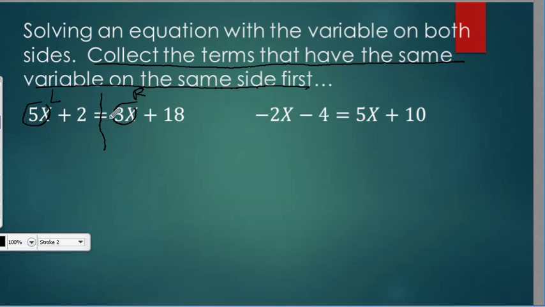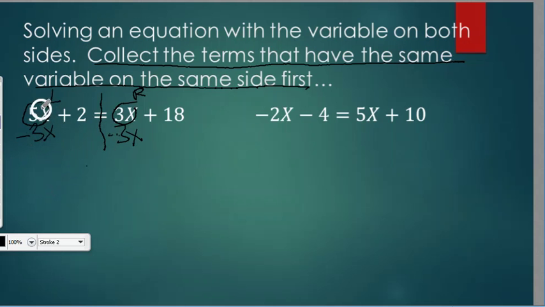So if I want to cancel out the 3x on the right side, I can do a subtract 3x, right? 3x minus 3x, that's going to totally cancel each other out. And then whenever we're solving equations, we have to follow our properties of equality. So if we subtract a 3x from the right side, we also need to subtract a 3x from the left side. Now watch what happens here.